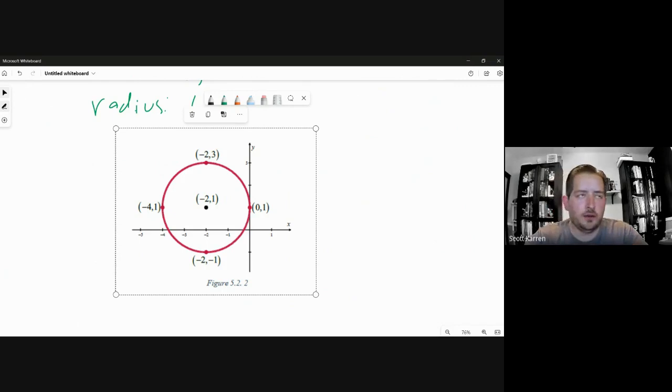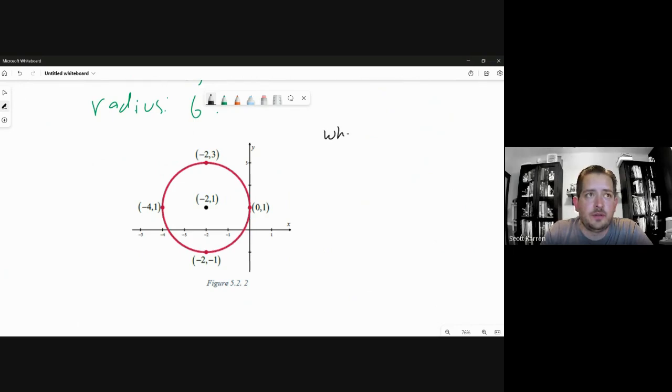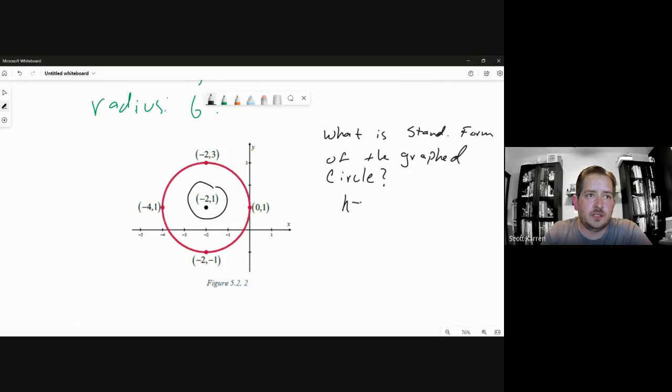We'll want to be able to write the equation of a circle given a graph. What is the standard form of the graphed circle here? So I know my center is right here at -2, 1. So my H is -2. K is 1. My distance is just how far away I am from this point to any others, and I have 4 to choose from that are given to me here.